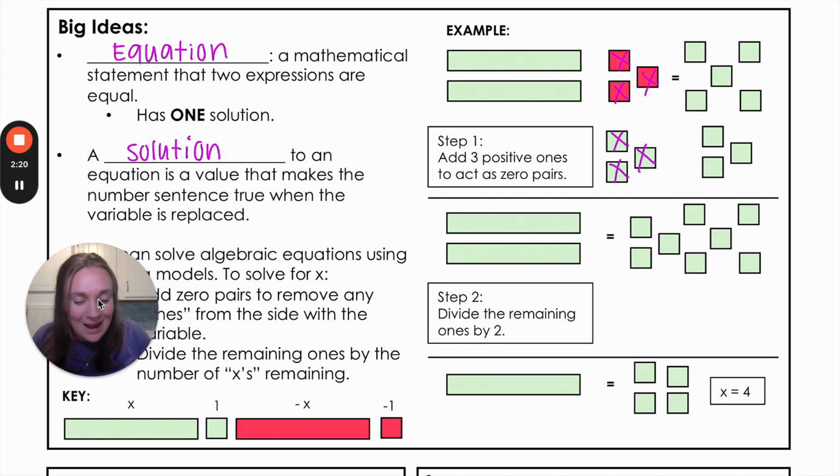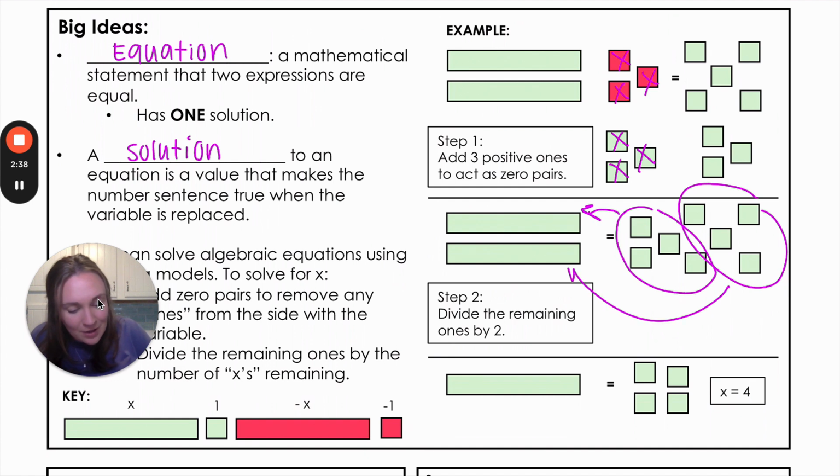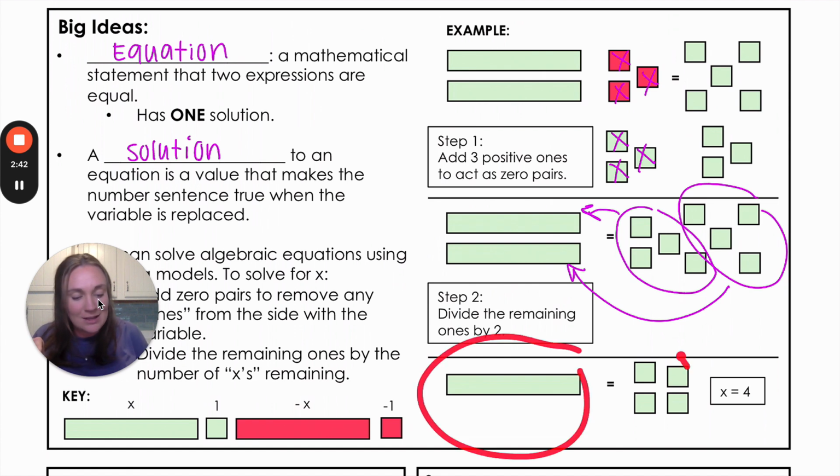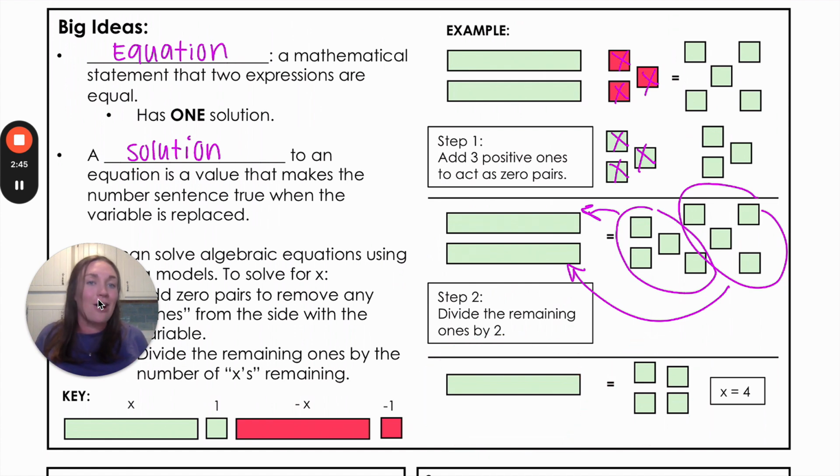Now is the fun part. I have 2 x's, right? This is an x, and this is an x, and I have 8 little ones over here. So what I want to know is if I split these evenly, how many 1s are going to go with each x? I can see that these 4 could all get put with that one, and these 4 could all get put with that one, which means that each x is going to be equal to 4 1s, and they're all green, so they're all positive. So my solution to this original equation is x equals 4. Let's practice doing that a couple more times.